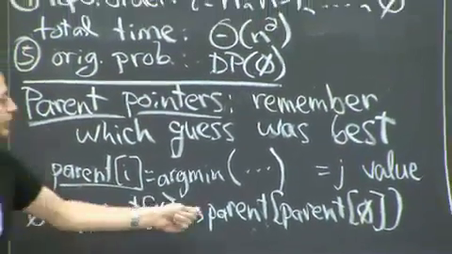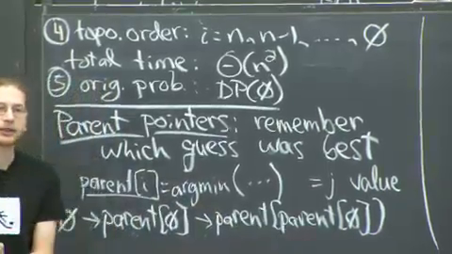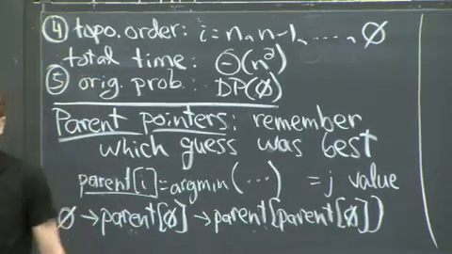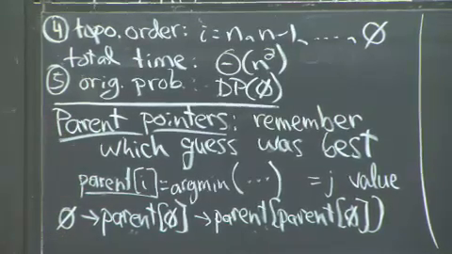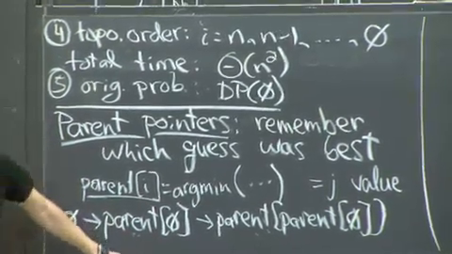You keep calling parent of the thing you currently have. And in linear time, you will reconstruct where the lines break. So you can use this technique in any DP. It's very simple. It's totally automatic.